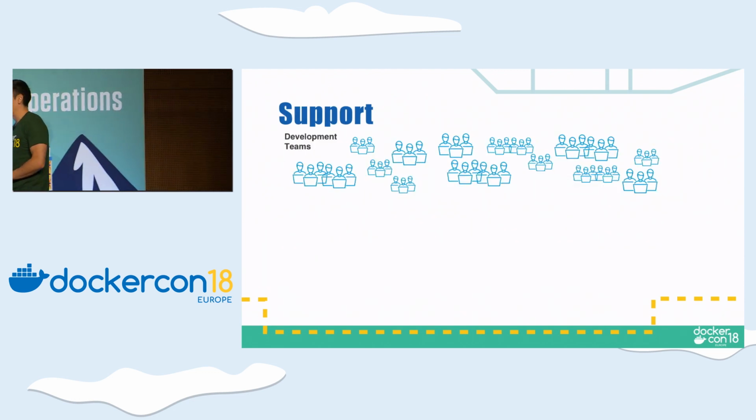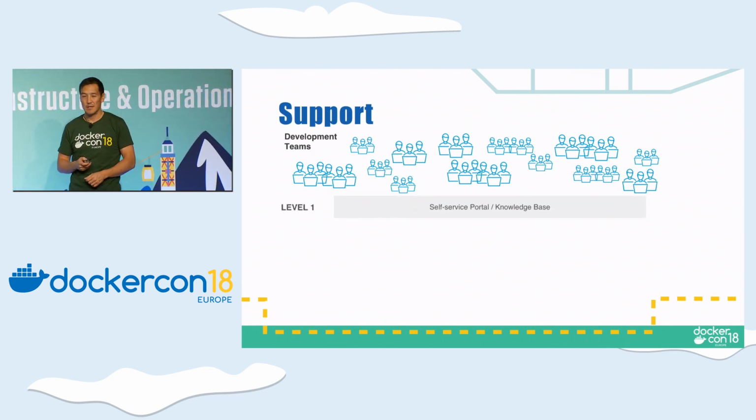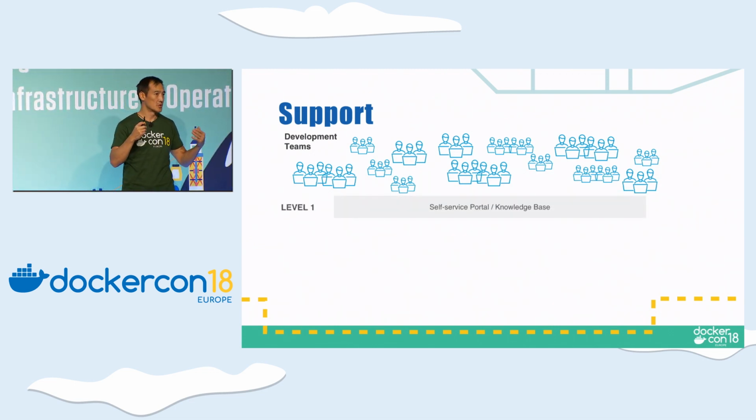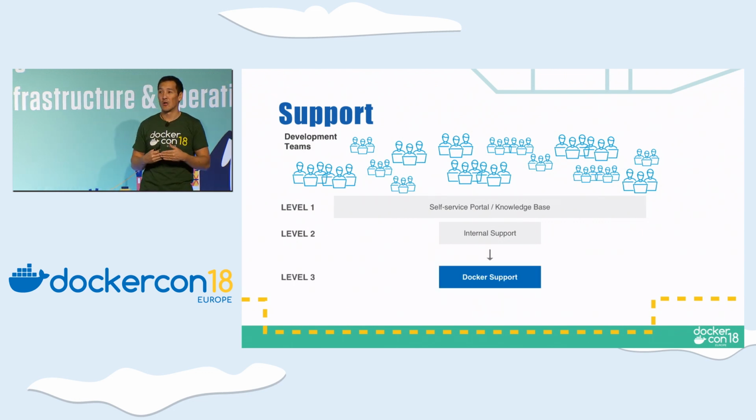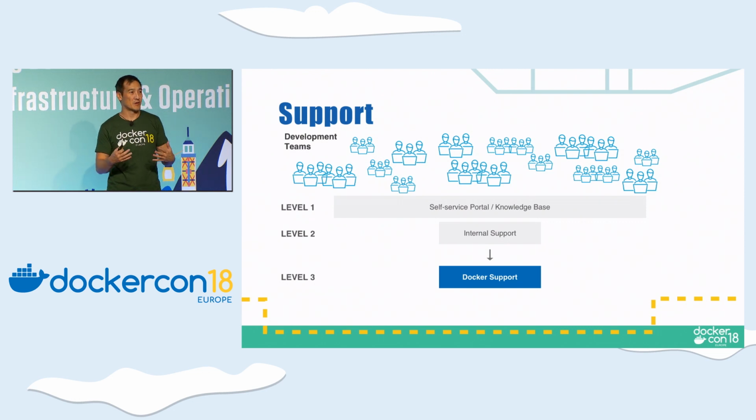Support. You've got all of these developers, and you're going to need to support them. The first level could just be a self-service portal. Below that, have some experts there, and then they can call Docker. This is if they've bought Docker Enterprise.